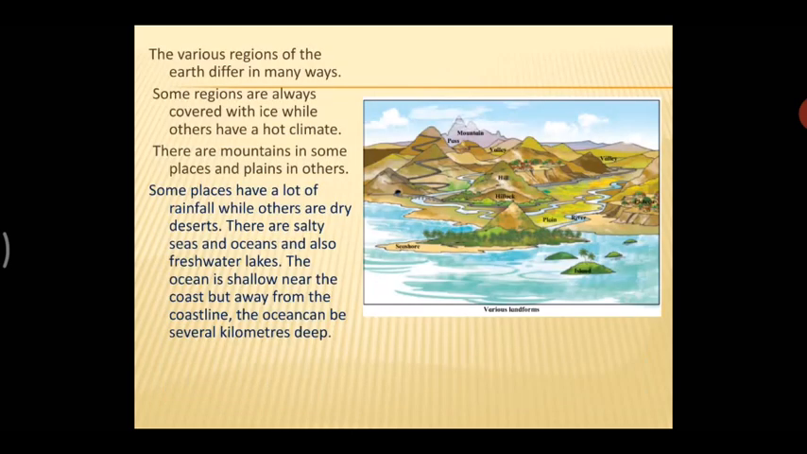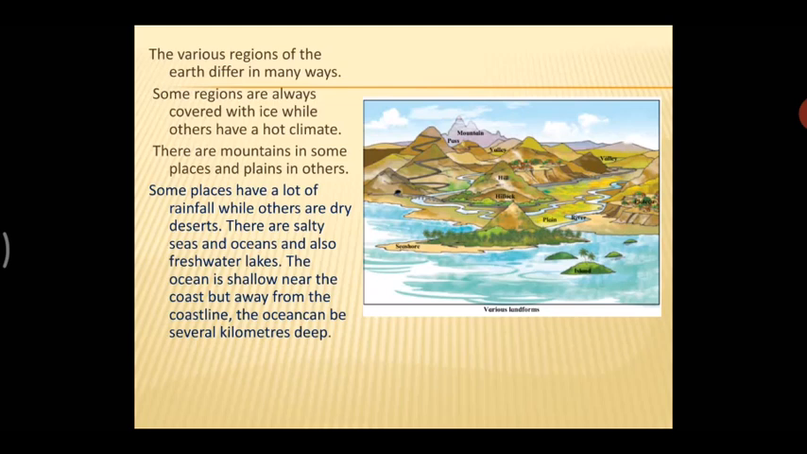The various regions of the earth differ in many ways. Some regions are always covered with ice while others have a hot climate. Now you might know there are foreign countries where, as it rains over here in the form of water, it rains over there in the form of snow, because their temperature is very cool as compared to our temperature. So some regions are always covered with ice while others have a hot climate.